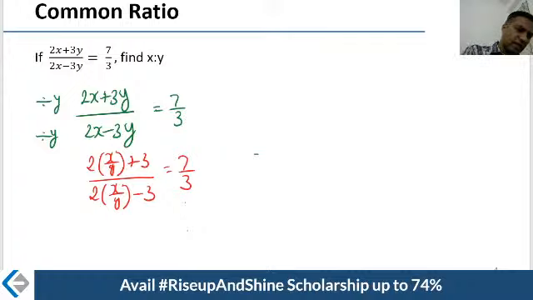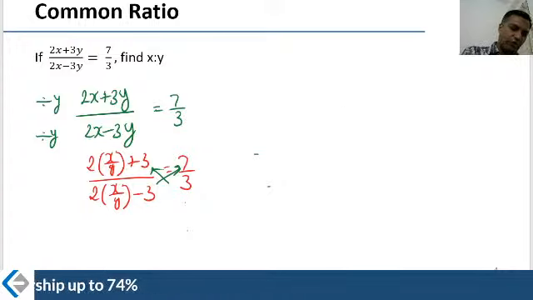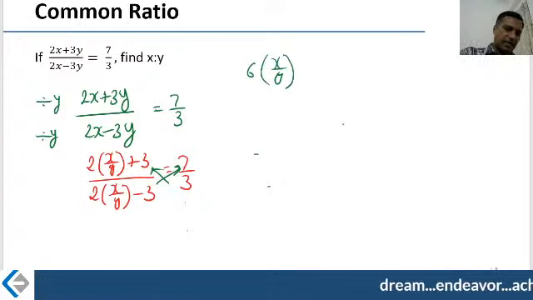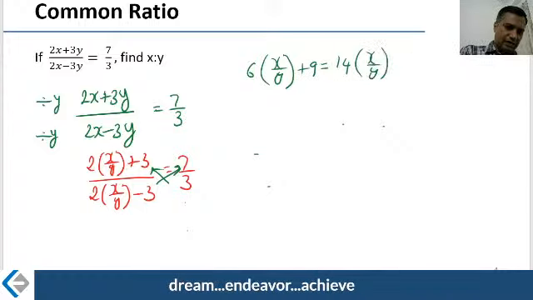Now cross multiply at this stage. Once you consider this, then you cross multiply, not before this. Therefore, you will say 6 times x by y plus 9 is equal to 14 times x by y minus 21. What did I do? I just cross multiplied both sides.